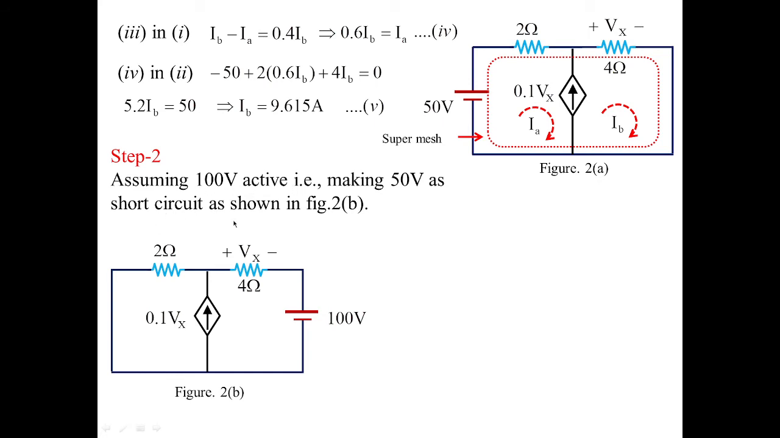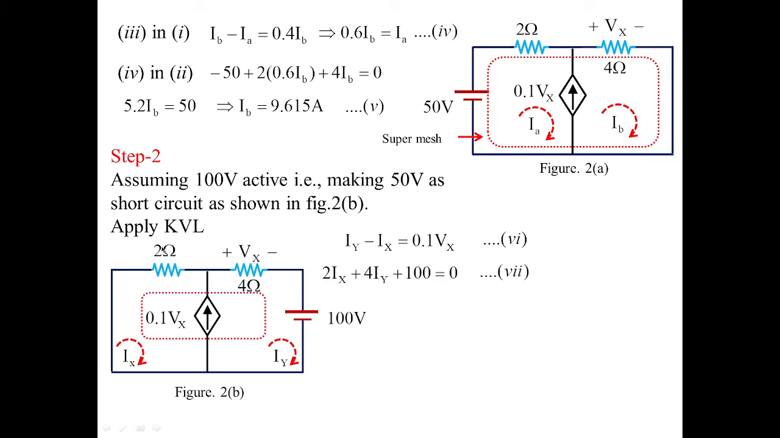And we are making the help of KVL to obtain the loop currents Ix and Iy, same like in the previous case. Now you can say that Iy minus Ix is equal to 0.1 Vx. Okay, and then we are applying the supermesh, that is 2 Ix plus 4 Iy plus 100 is equal to 0. Now these are the two equations. Also by clear inspection, Vx is nothing but 4Iy. The value of branch current which is flowing in 4 ohms is Iy. That's why Vx is equal to 4Iy.